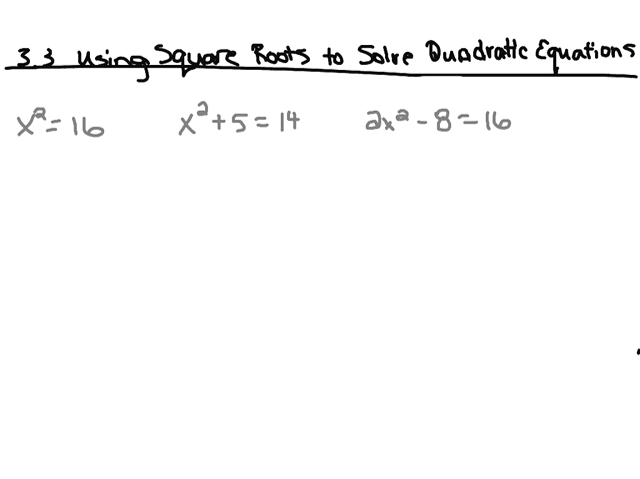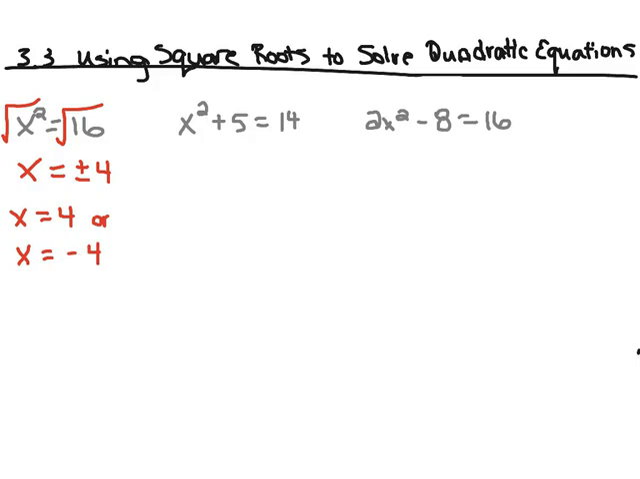So if we take our first question, x squared equals 16, we have an x squared and it is isolated. We're going to take the square root of both sides. So x is going to equal plus or minus the square root of 16, which is 4. So x could either equal 4 or x could equal negative 4.